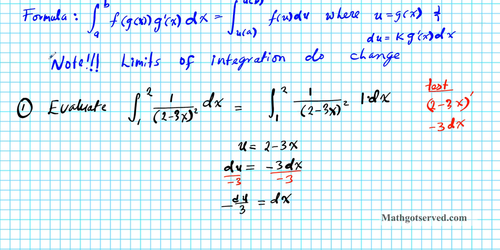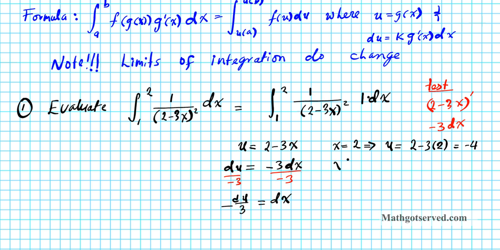Remember we indicated here that you have to note that the limits of integration do change. So what happens when x is equal to, let's do the upper limit, when x is equal to 2? Well, that simply means 2 gets substituted here. So u is going to be 2 minus 3 times 2. And if you do the calculations, you have 2 minus 6, which is -4.